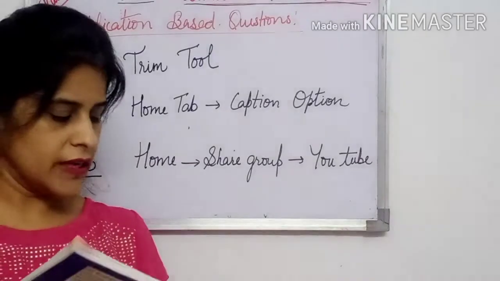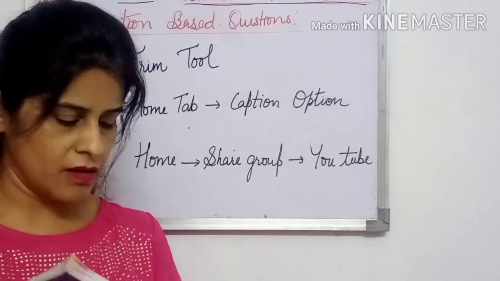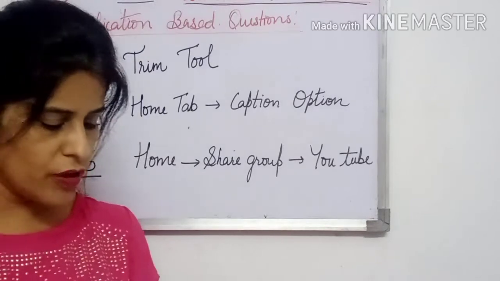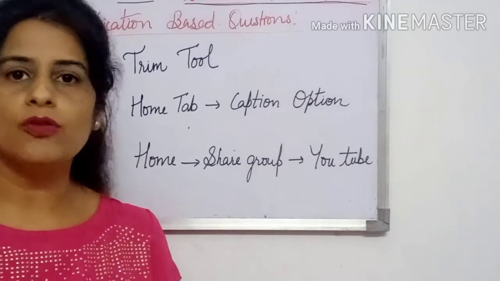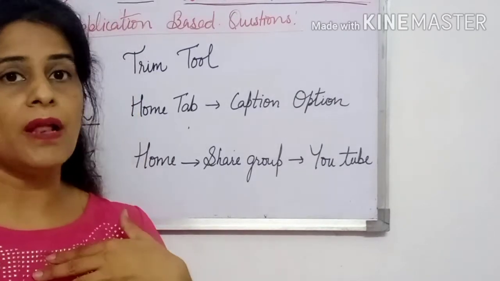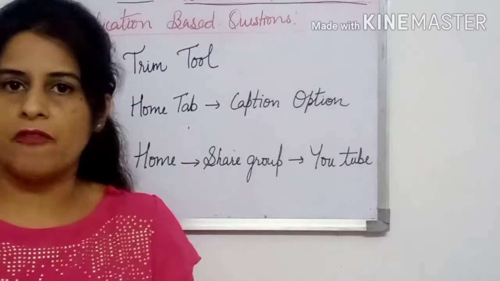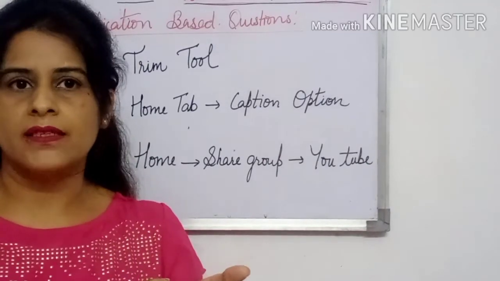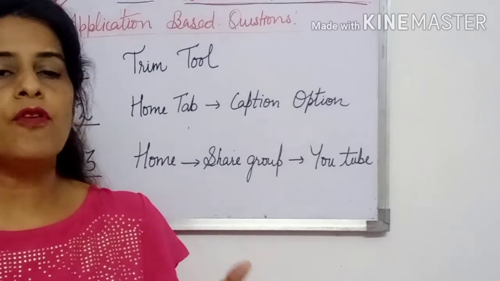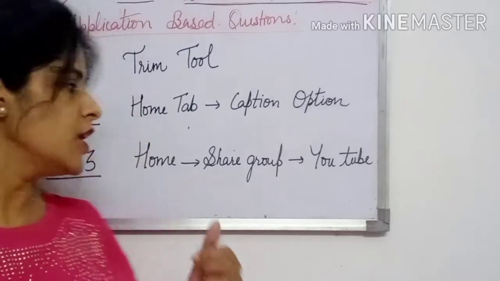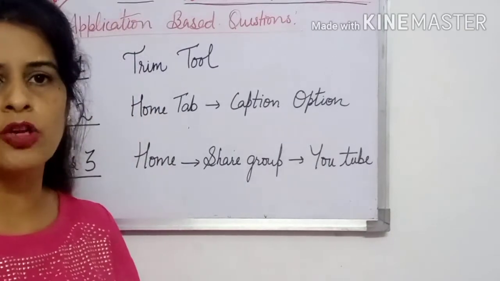The third question: Rashmi has just finished compiling a movie in Windows Movie Maker. Now she wants to directly upload the movie to her YouTube account. So what will she do? If you want to share your video on YouTube, for example, I make this video on my mobile and then add this video clip in Windows Movie Maker. If I want to share it on YouTube, then I directly go to the Home tab, then the Share group, and click on the YouTube option. Then it will be shared automatically.